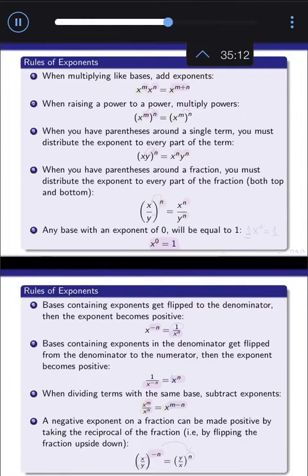Some other rules of exponents from the past that we may have forgotten is that when we're multiplying, as long as the bases are the same, the base will stay the same. We can just get away with adding the exponents if we're multiplying. We'll just add exponents. The base will stay the same.